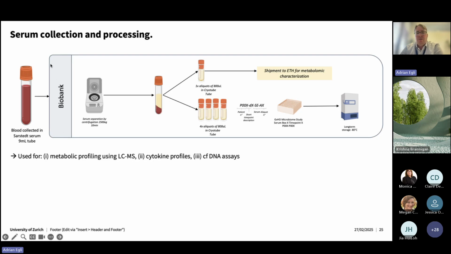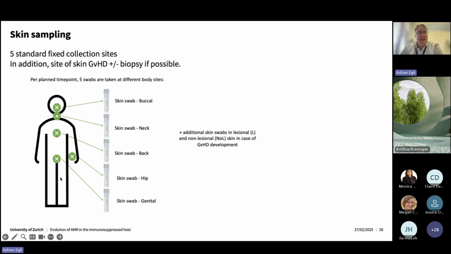Then from the serum, we also do aliquots as well. One aliquot is sent to ETH Zurich for metabolic profiling. And then we have 4 additional aliquots for future studies. So we could look, for example, into certain biomarkers, cytokine profiles as an example, or cell-free DNA assays could also potentially be done. Then the skin sampling, this I will keep short because it's not part of this particular study. There we collect at 5 different locations, a buccal swab, and then we have typical locations where graft versus host disease appears, and we sample those.